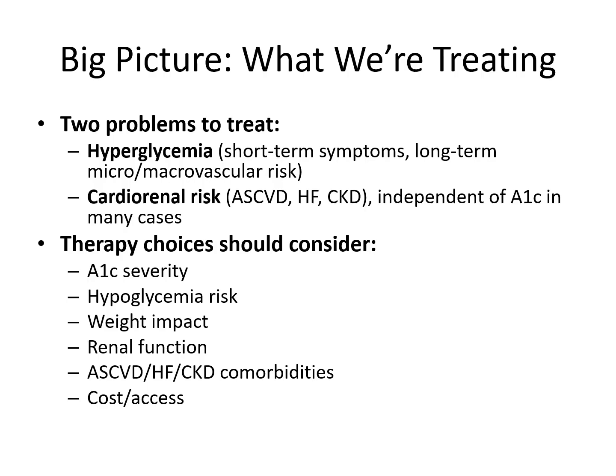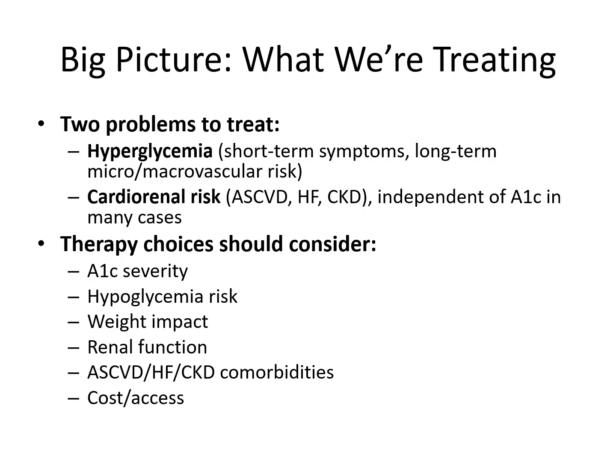So let's start by looking at the big picture. What are we actually treating when we treat diabetes? There's two problems going on. First, we have hyperglycemia. In the short term, hyperglycemia causes symptoms: polyuria, polydipsia, fatigue, blurred vision. But in the long term, it increases risk for microvascular complications, things like retinopathy, nephropathy, and neuropathy, and contributes to macrovascular diseases like MI and stroke.